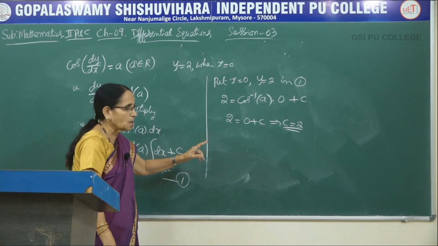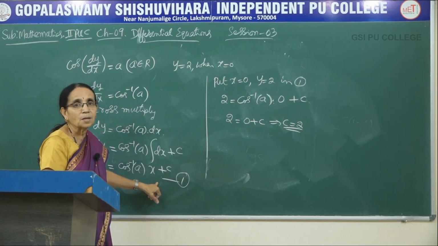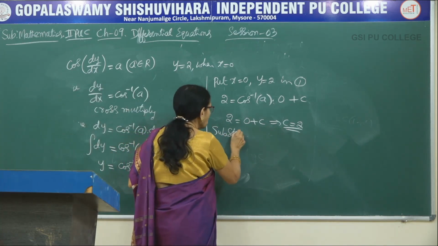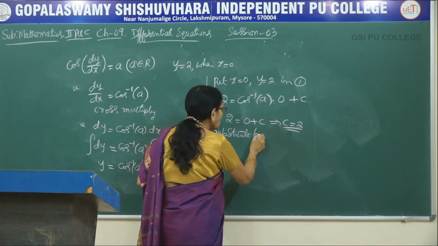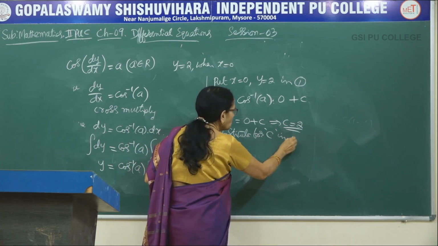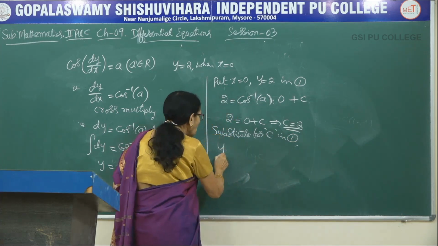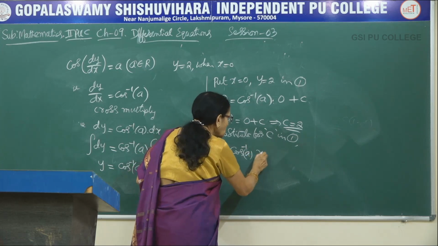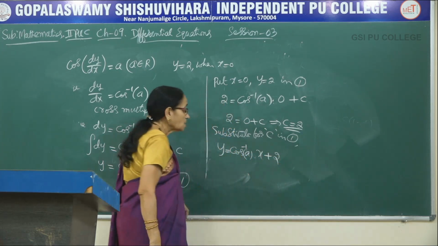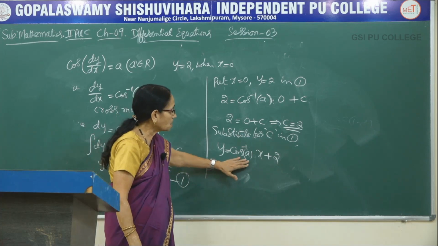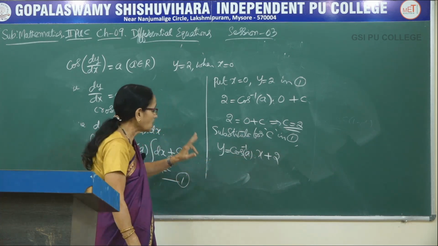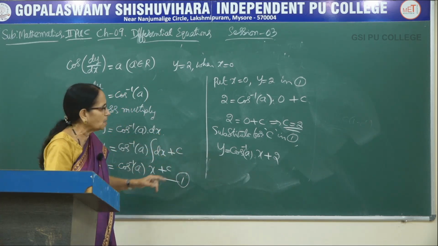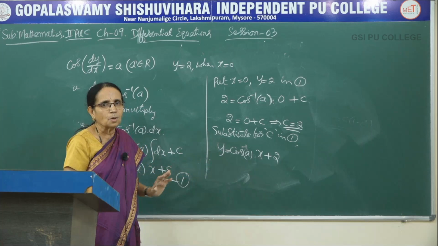Now this value of C equal to 2 should be substituted in result 1. Now write here, substitute for C in 1. So we have y is equal to cos inverse of A into x plus 2. Look here, only to get the value of C we have done this. Afterwards you have to write y and x only. This is the solution here, the particular solution.